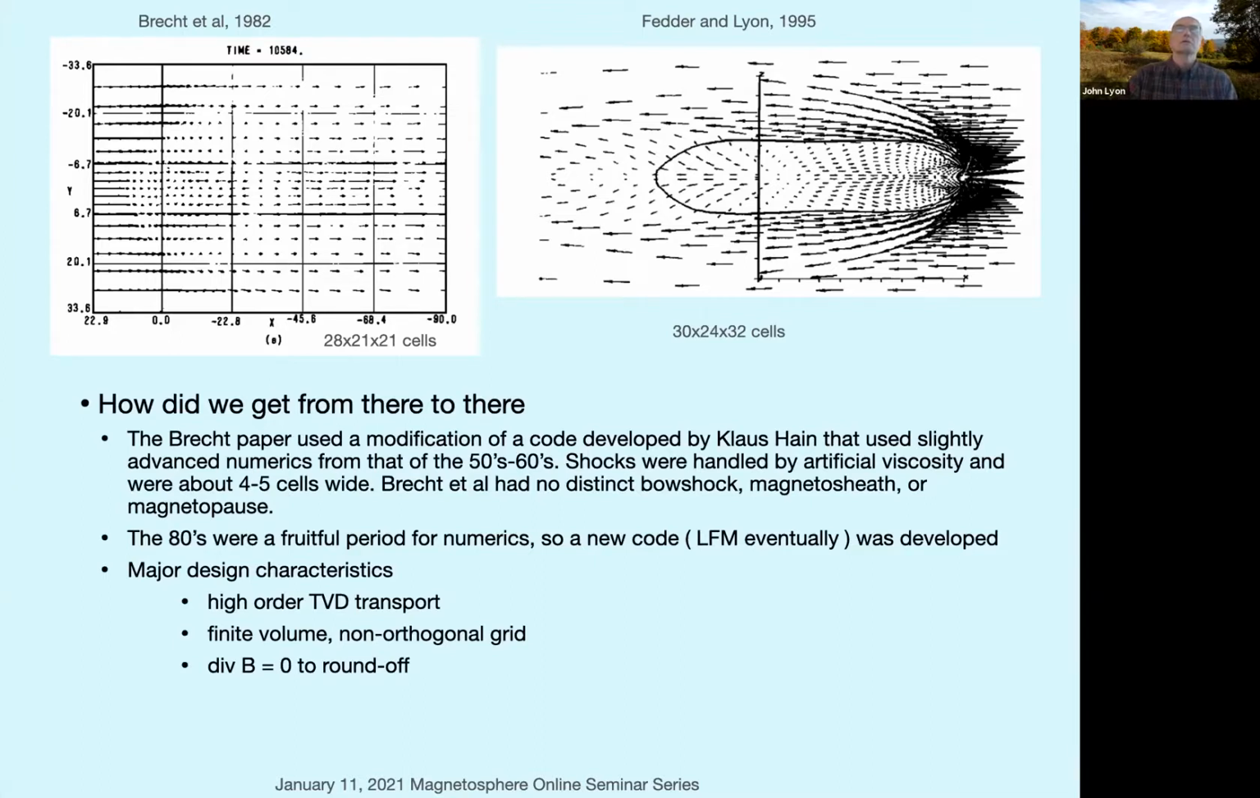And so the other plot up there is the velocity field from the Fedder and Lyon paper in 1995. I tried to get something closer to when we actually developed the code, but this is as close as I could come. And you can see that A, we're using a much different grid, and B, the resolution seems to be quite a bit better.